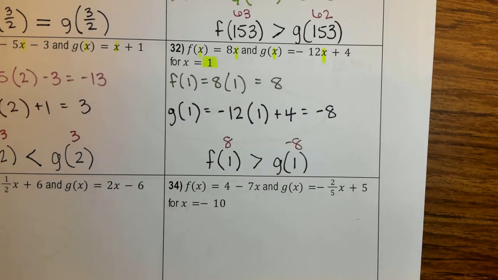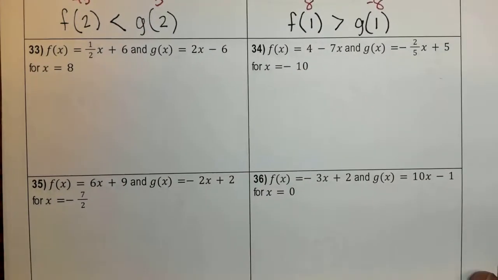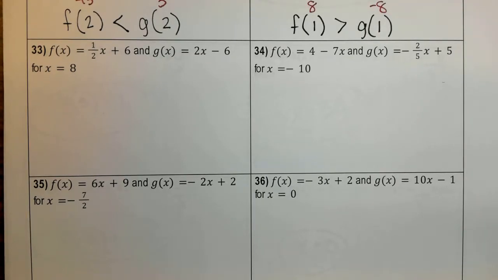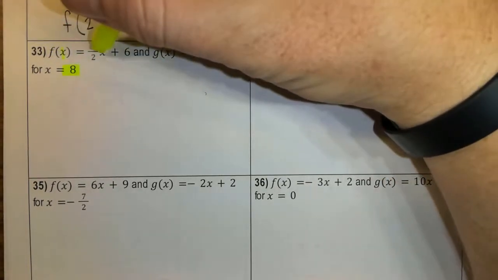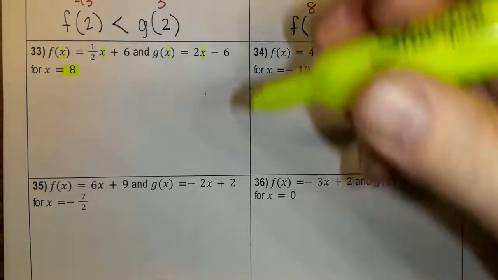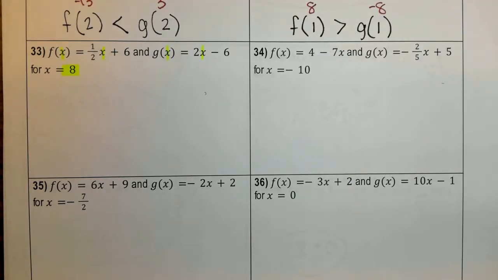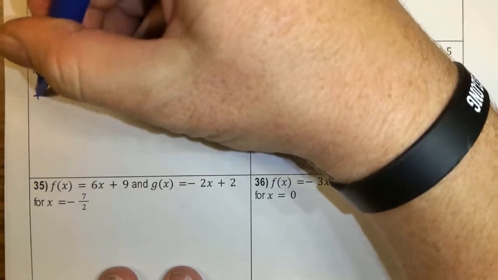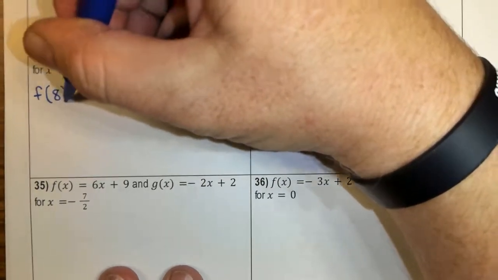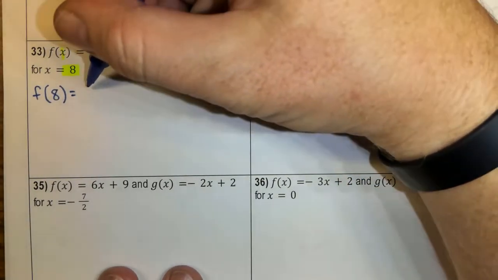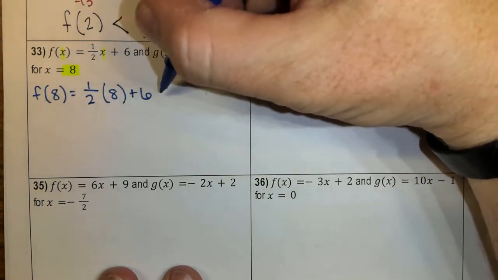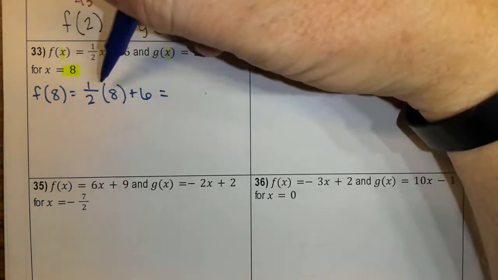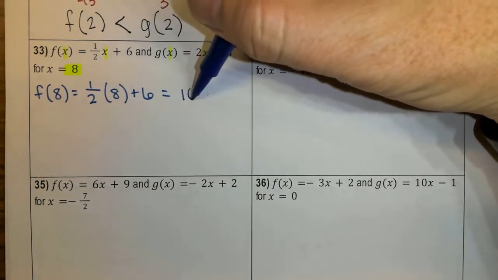Guess I do need one other color. All right, 33, highlight. So x equals 8. So I'm going to replace all these x's with 8. So let's do f. I have f of 8 equals 1/2 x. So 1/2 parentheses 8 plus 6 equals, so half of 8 is 4. 4 plus 6 is 10.